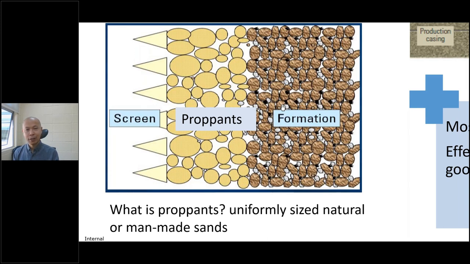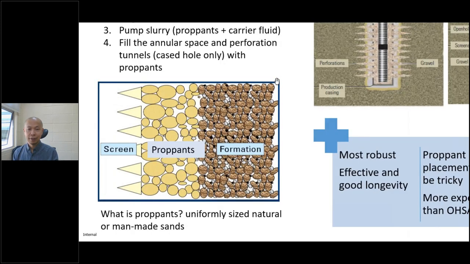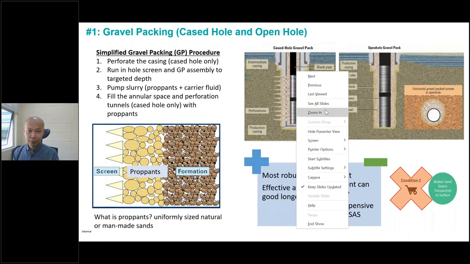Most of the failures in gravel pack occur because we don't have uniform or good propane packing. So the moment we have non-uniform packing, you have a gap here, then you expose the screen to the formation, and that's where the erosion will happen. Once the screen is eroded, there is no way for the screen to hold the propane in place. So the propane will be produced first, and when the propane is produced, there is no way to stop the formation sand from being produced.